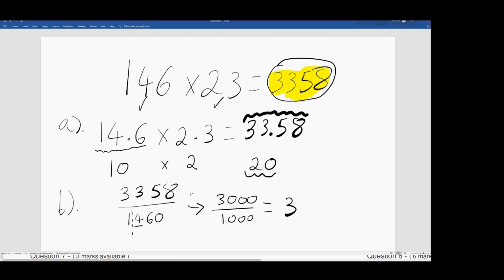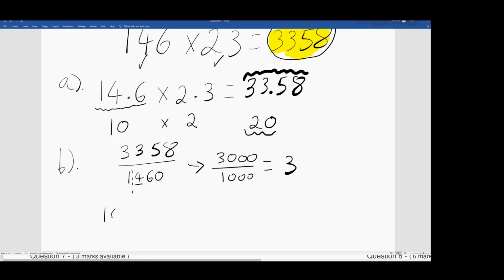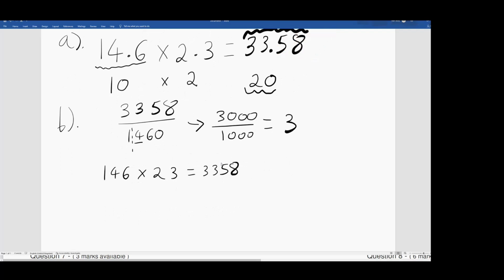So looking at the question for B, we know we have 146 times 23 equals 3358. Now, I've used in the question the 3358 and the 146. So my answer needs to use the digits 2 and 3, but it needs to be numerically as close as possible to 3. So I know I'm going to have the 2 and the 3. Where would the decimal have to go to make that as close as possible to the number 3?